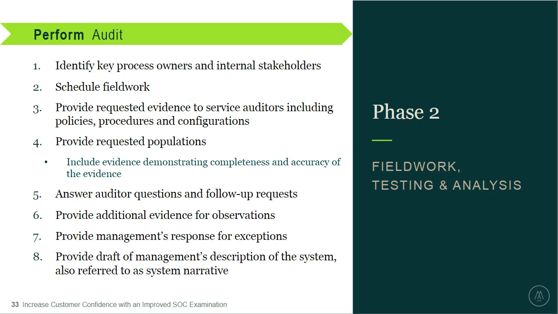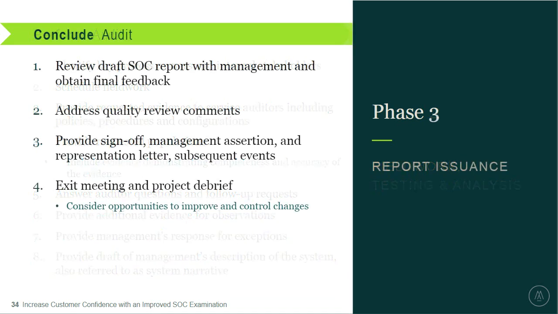So the last area of the reporting process is conclude or audit. I also refer to this as reporting. This is where, again, the draft of the SOC report is reviewed by management. We obtain final feedback. We address any quality review comments. This is for all accounting firms, the professional standards require there's a quality assurance process that's followed. And so what this means is a concurring reviewer will look at the report from the firm.